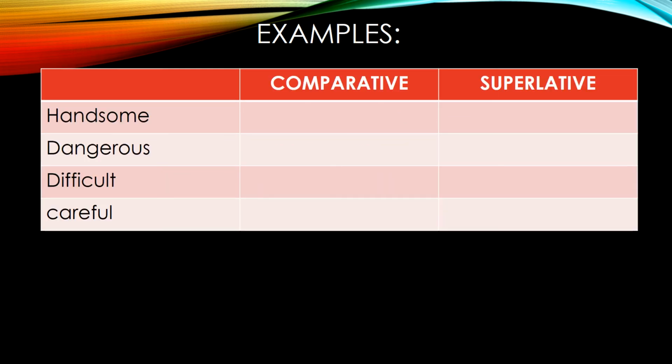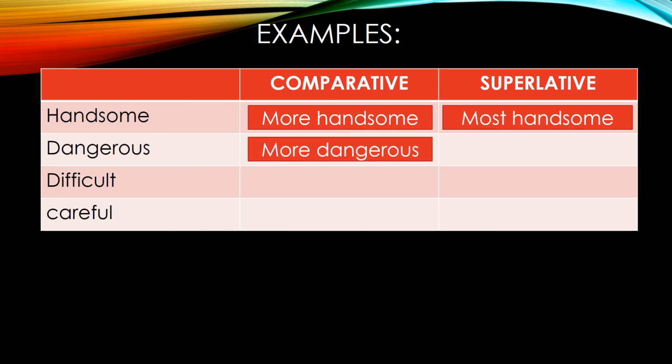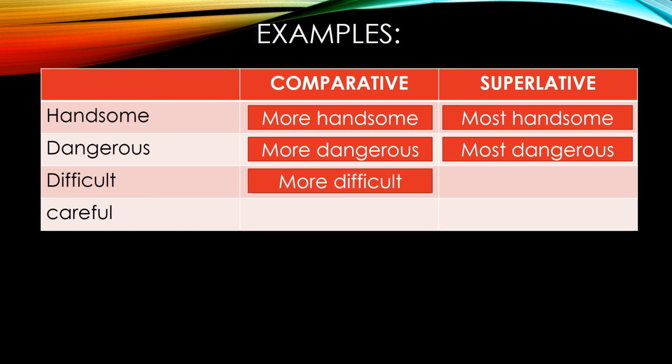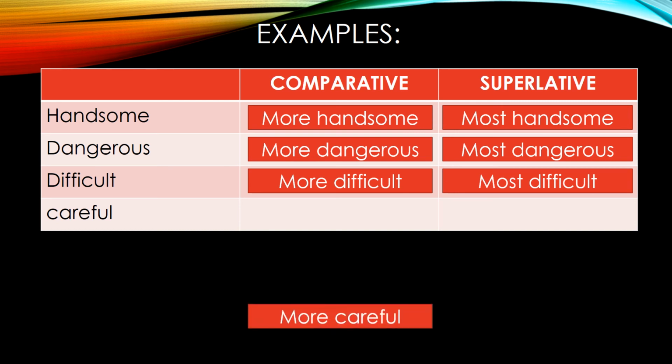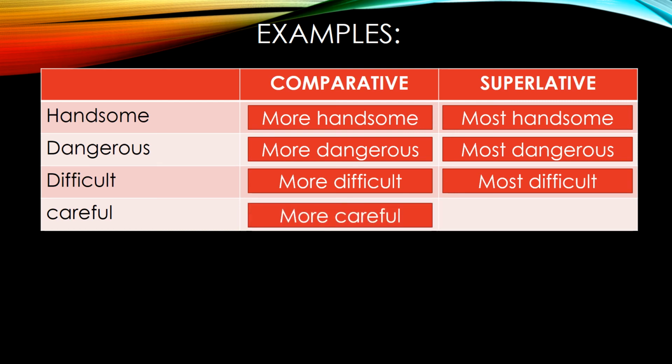So now let us take a look at some more examples here. We can see that these words given here are different from the previous examples that I've given you. Like the previous ones, they have short spelling, but this time they have longer spelling, so we have to use more and most. So handsome: the comparative is more handsome and the superlative is most handsome. Dangerous, more dangerous, most dangerous. Difficult, more difficult, most difficult. And last one, careful, and the superlative is most careful.